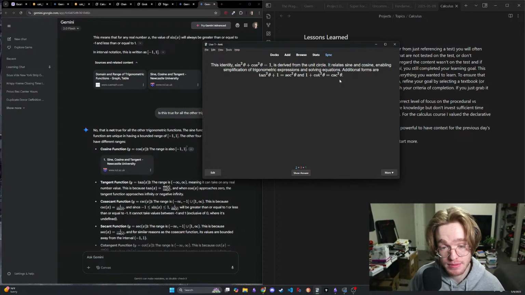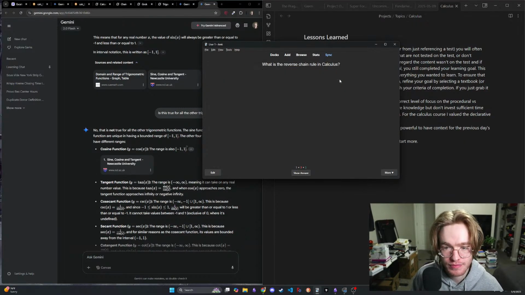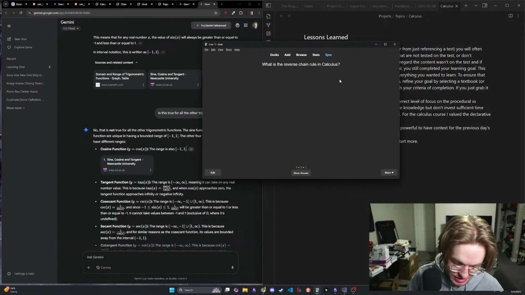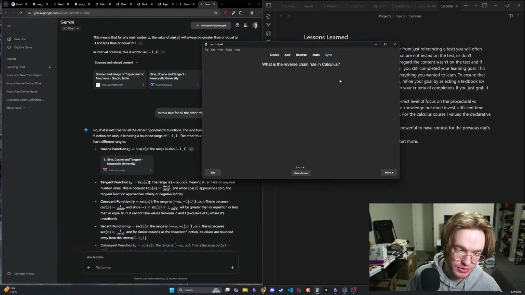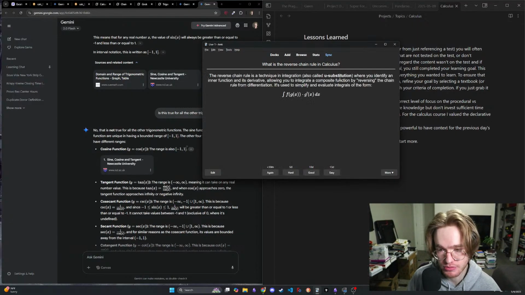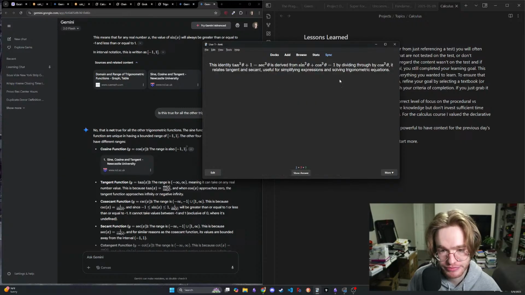Okay, so this is the Pythagorean identity. The reverse chain rule is the same as U substitution. We have a particular form of an integrand that we're able to integrate using the reverse chain rule. Okay, this identity, tan squared plus 1 equals secant squared, is the tangent secant Pythagorean identity. This would be tan squared theta plus 1 equals secant squared theta.